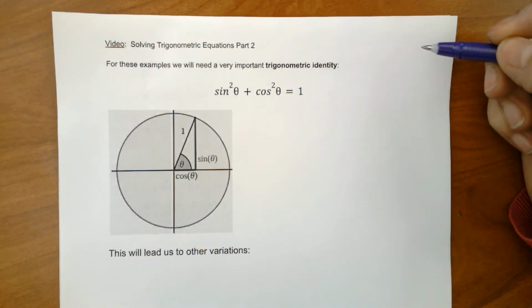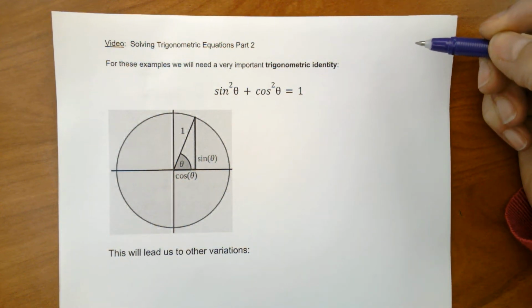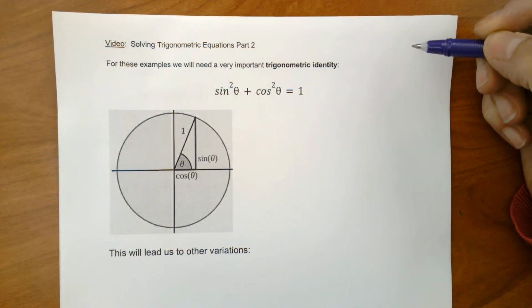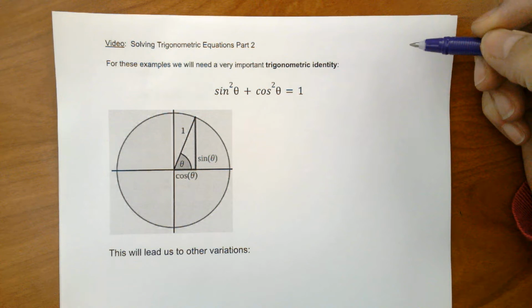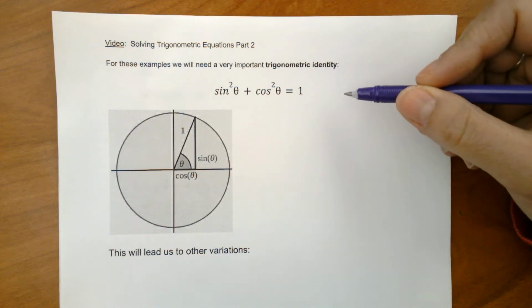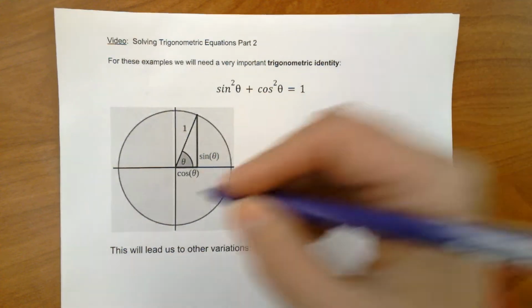Hello, this is Dr. Mears, and today we're going to be solving trigonometric equations, and this is part 2. For these examples, we will need a very important trigonometric identity, and that is sine squared theta plus cosine squared theta equals 1. Now, you've actually seen this before, and I'm going to bring some context to it.